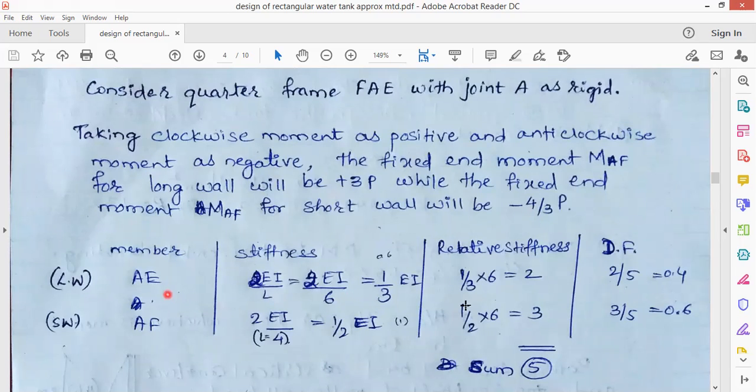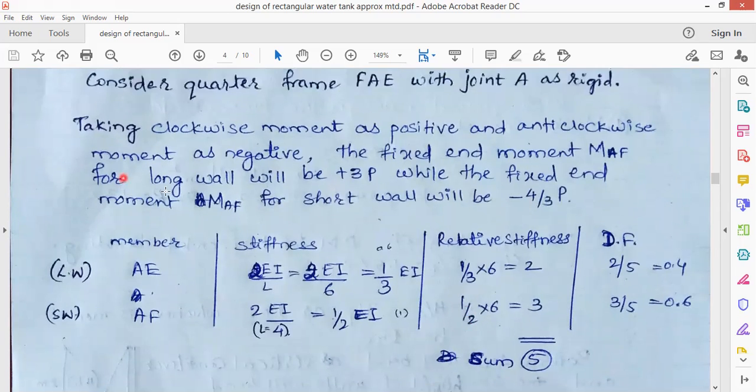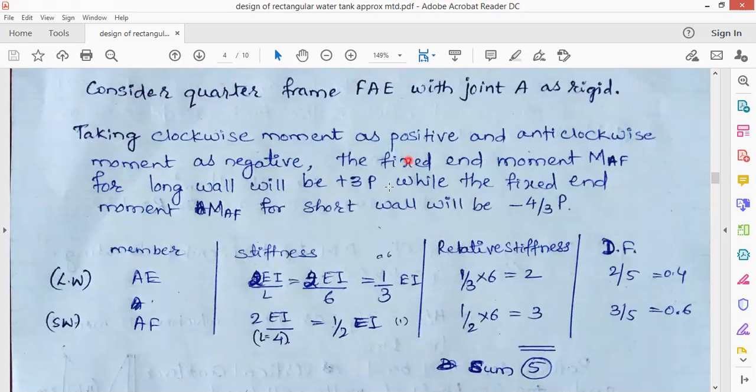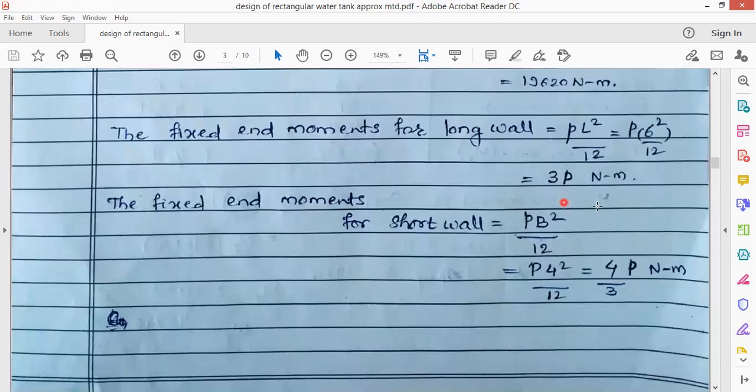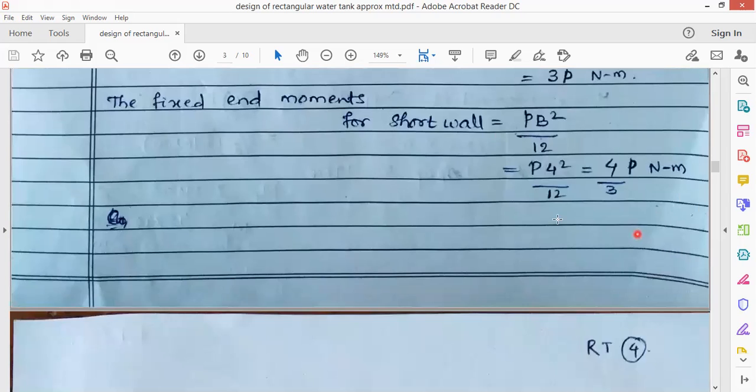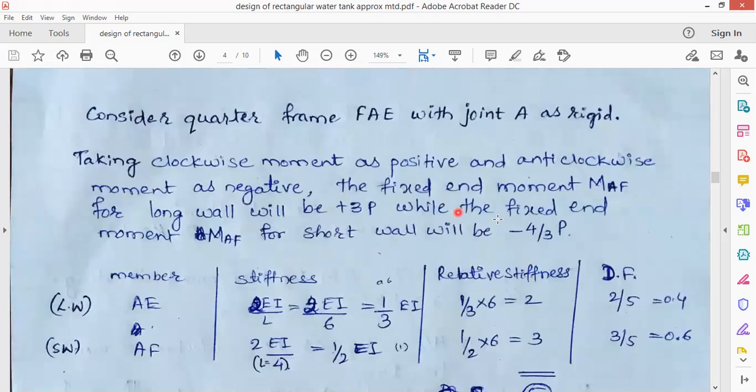So I will use it here in tabular format, taking clockwise moments as positive and anti-clockwise moments as negative. The fixed end moments for the long span will be 3P, what we have calculated here, and for the short span it is 4 by 3 P, right? So this will be positive and this will be negative, minus 4 by 3 P. We can observe this from the figure also.